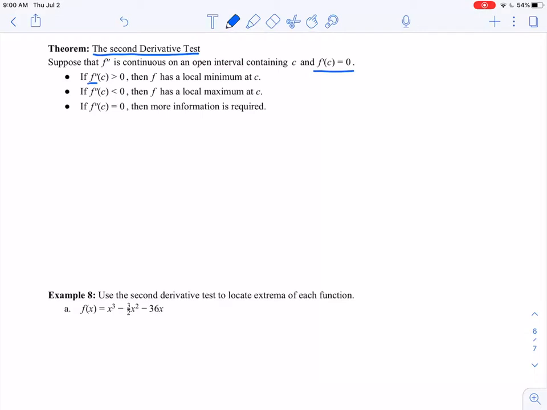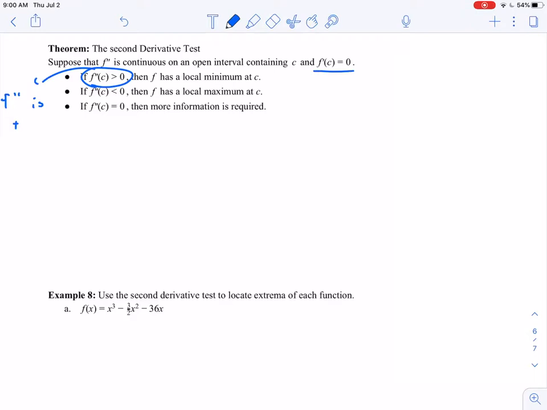If the second derivative is greater than 0, so if the second derivative is positive, then f has a local minimum at c. So let's draw this out and actually see what we can get from this. So f double prime of c is greater than 0. So what does this mean? Another way for me to say this statement right here is to say that f double prime is positive. So if my second derivative is positive, my function must be concave up.